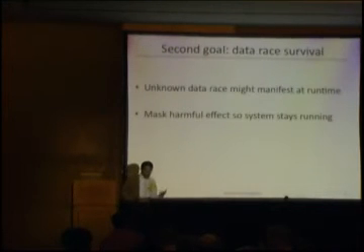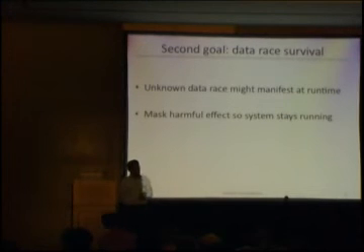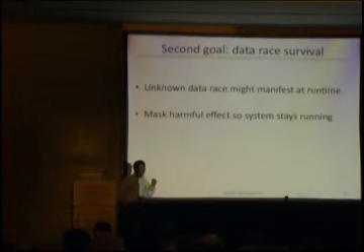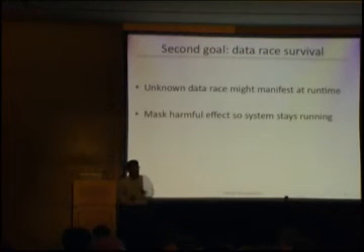Now, as I told you, testing time is always limited. Hence, there might be some bugs that slip past our testing and into the production code. So a second goal that we'd like is a tool that can detect unknown data race bugs that happen to manifest at runtime and survive their harmful effects so our program can continue executing.